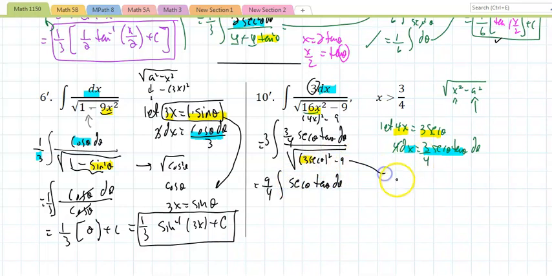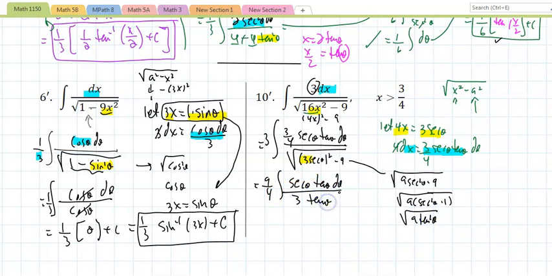And this radical I'm going to work on the side. That's 9 secant squared of theta minus 9. That's 9 into secant squared of theta minus 1. That is the square root of 9 tan squared of theta. So that is a 3 times the tan of theta. These 3's cancel out. That's 3/4. What's the integral of secant? Isn't that natural log of secant of theta?